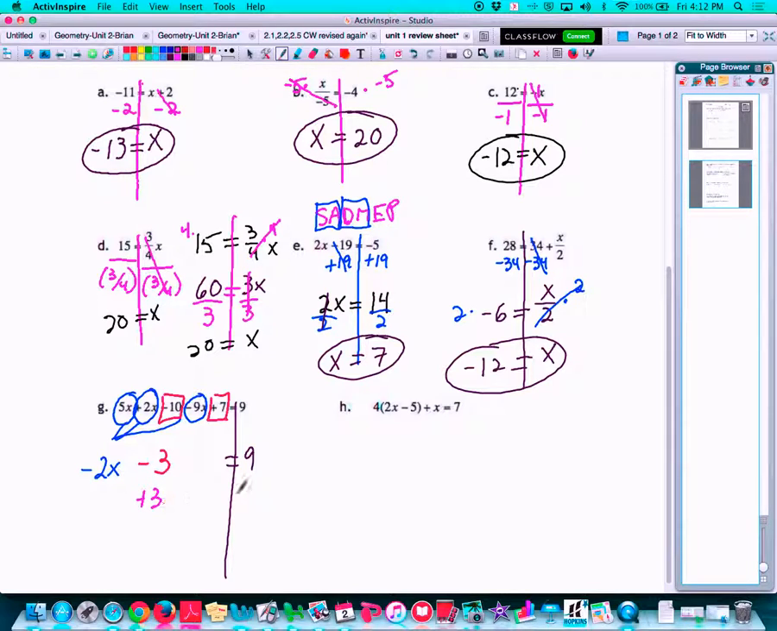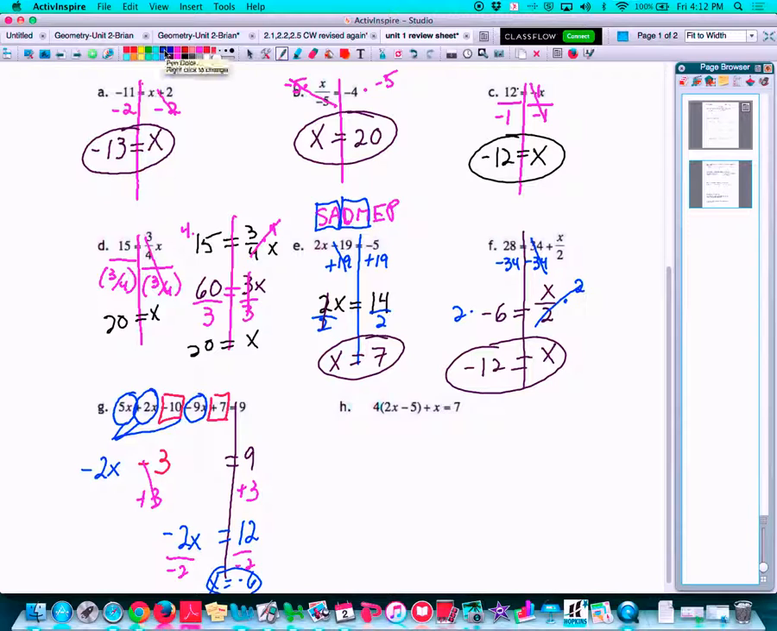So now we'll add 3 to both sides of the equation, bring down what's left, negative 2x and 12, and then we will divide both sides by negative 2, and we get x is equal to negative 6. 12 divided by negative 2 is negative 6.